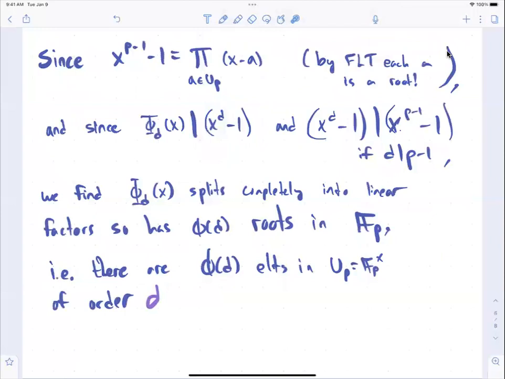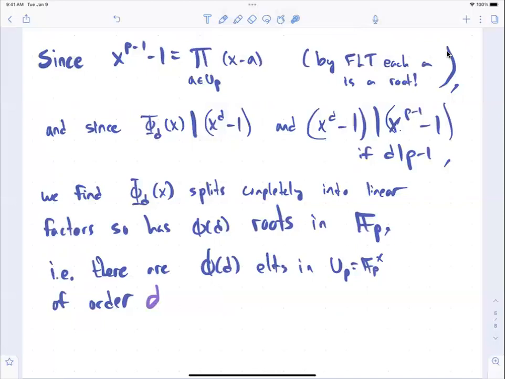Okay, but moving on, we've established this result that there are phi of d elements of order d in U_p, where d is any divisor of p minus 1. In particular, this tells us there is a primitive root. When we take d to be p minus 1, there are phi of p minus 1 elements of order p minus 1. And so those are the primitive roots.